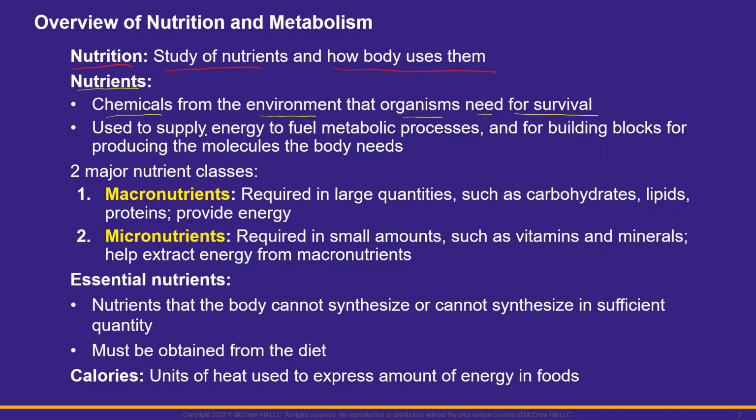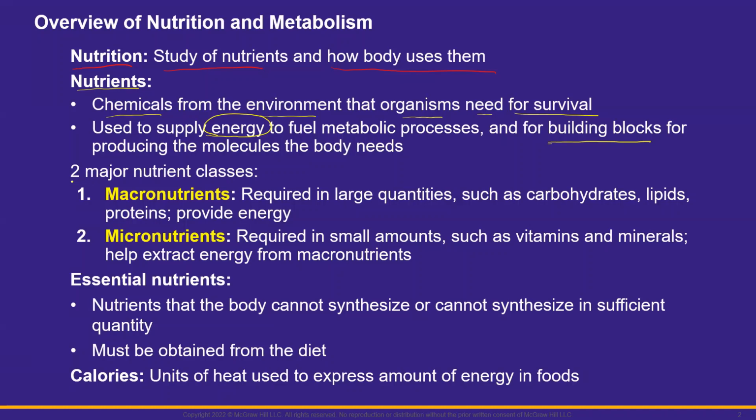And it is used to supply energy, so mostly it is used for energy and also for building blocks of our body, for example, building blocks for proteins, nucleic acids, and also some hormones and enzymes. So these are the nutrients, chemicals from the environment that organisms need for survival, usually used for energy, fuel for metabolic processes, and also for building materials.